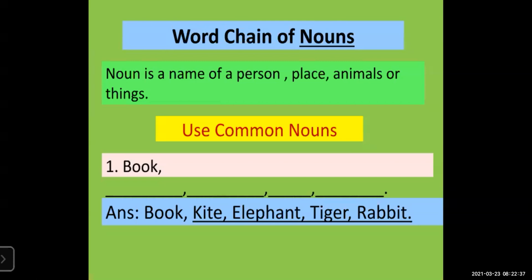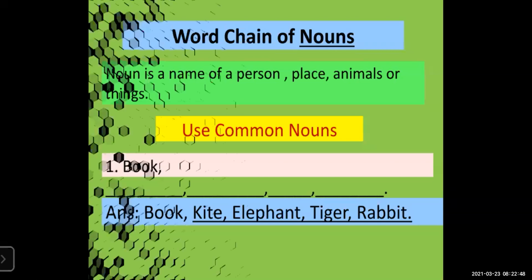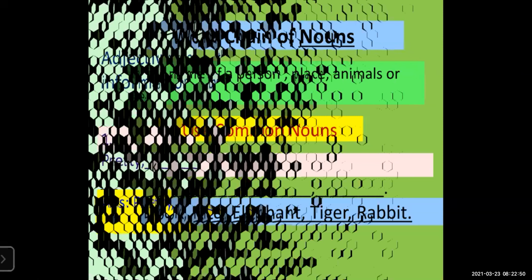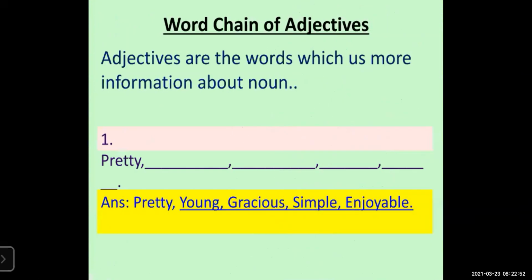R-A-B-B-I-T. So in this way, I have completed this word chain by using common nouns. Okay. After this, we are going to see the next session in the same activity, that is word chain of adjectives.